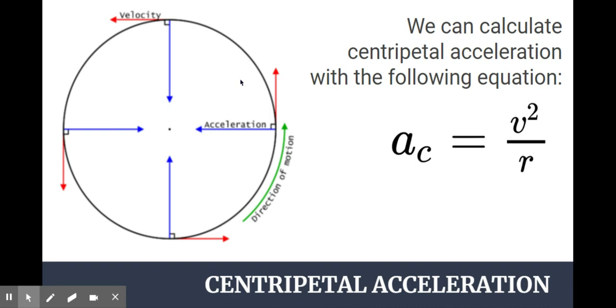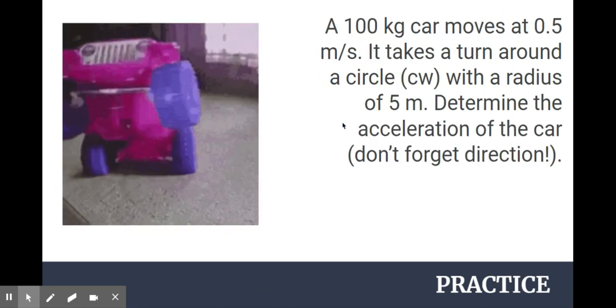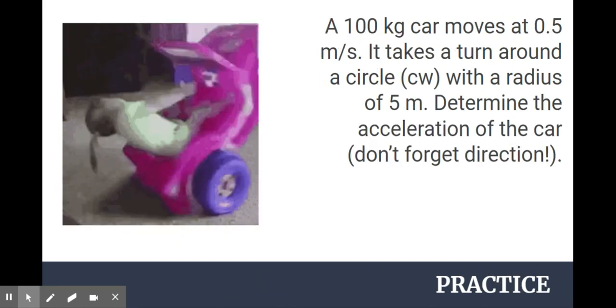All right, here's an equation for you. We can calculate centripetal acceleration with this equation. You need to know this equation, all right? Centripetal acceleration is equal to your velocity squared divided by r, all right? Divided by r.